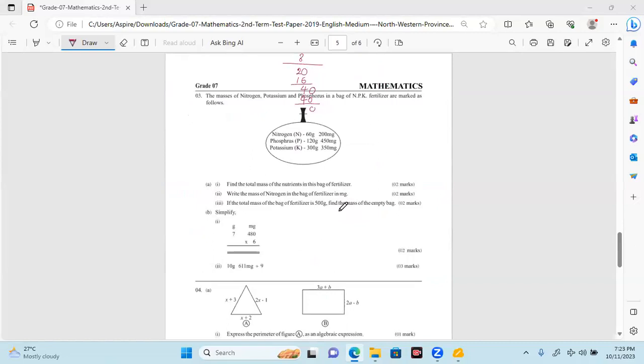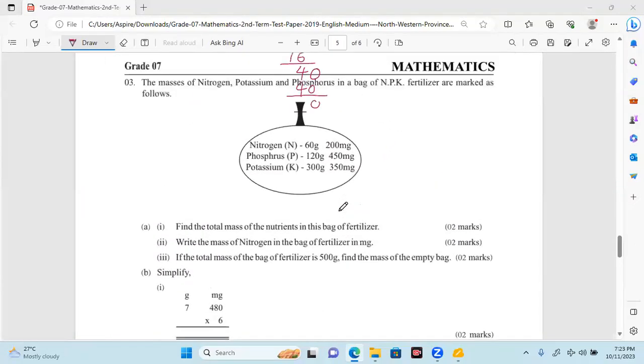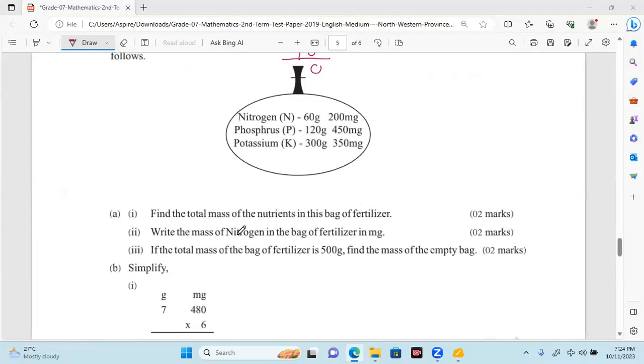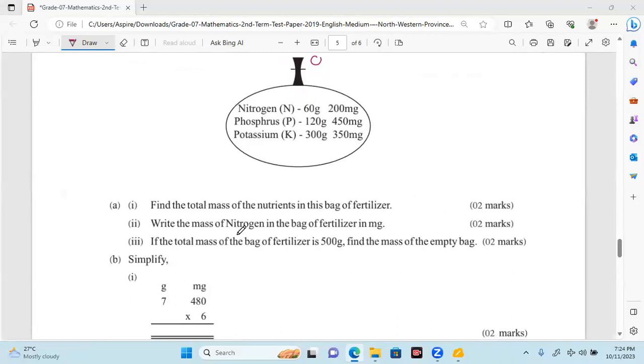Okay, Pute, shall we move to the third question? It is based on mass. The masses of nitrogen, potassium, and phosphorus in a bag of NPK fertilizer are marked as follows: nitrogen 60 gram, 200 milligram; phosphorus 120 gram, 450 milligram; potassium 300 gram, 350 milligram. Find the total mass of the nutrients in this bag of fertilizer.